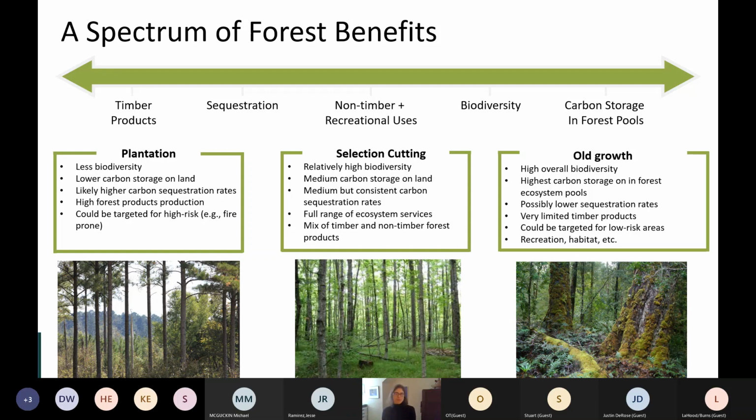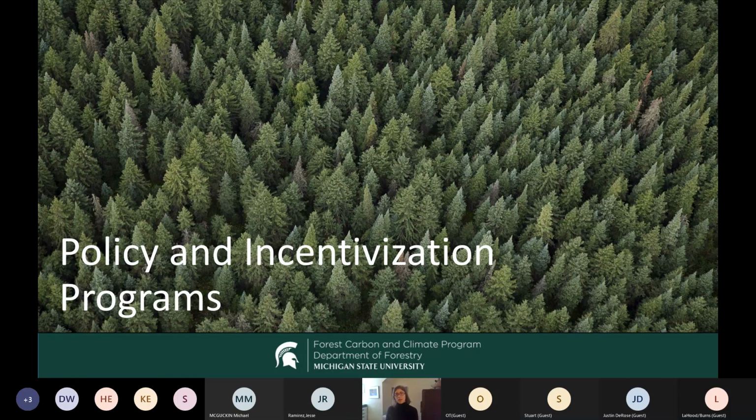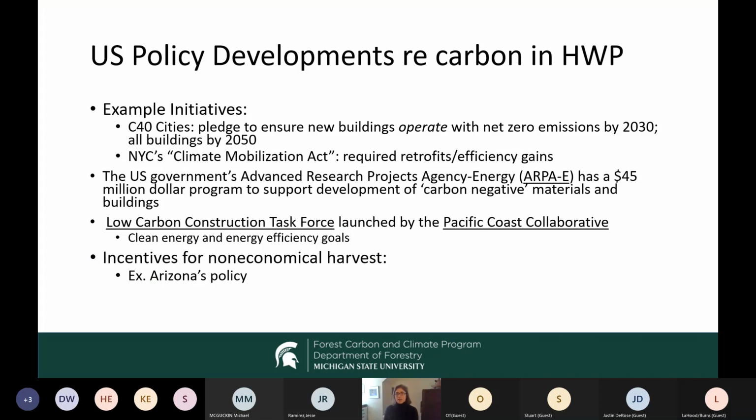Because it all depends on looking at forests in a very nuanced way and a broad way, right? Not looking at all forests as the same, because they're not. And quickly, I'll just mention a couple of things on policy and incentive programs that are linked to harvested wood products. A couple of US policy developments here. Some examples: we have C40 cities pledges to ensure that buildings operate with net zero emissions.